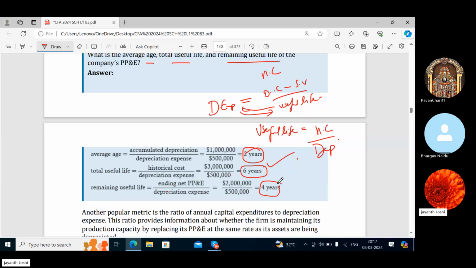It has still 4 years. That means the total useful life is 6 years. The average life the asset has been used is 2 years and it still has how many years? 4 years of remaining life. Remaining life, total useful life and average age. Fine.